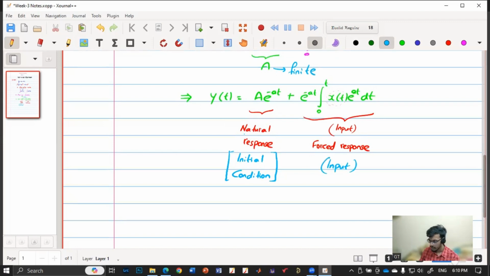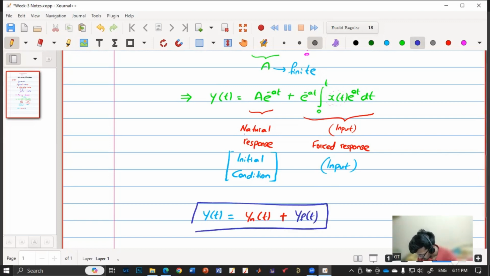So for every y of t, we'll have one natural response yn of t plus some forced response yf of t. So for any given equation, I can first solve for either yn of t or yf of t.